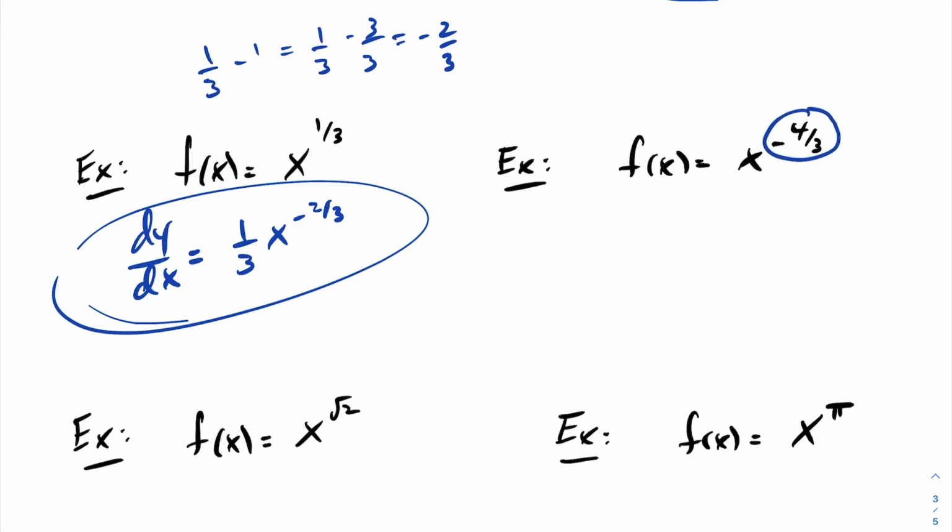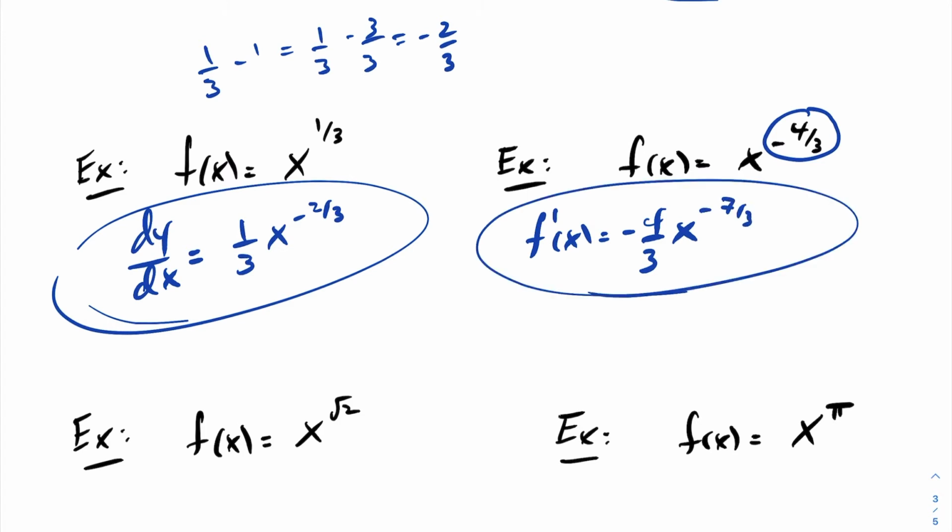Exponent here is negative 4/3 this time. So the derivative is going to be negative 4/3 x. Now we take our exponent of negative 4/3 and we subtract 1. Well, negative 4/3 minus 1 is negative 7/3. And now my dy/dx is negative 4/3 x to the negative 7/3.